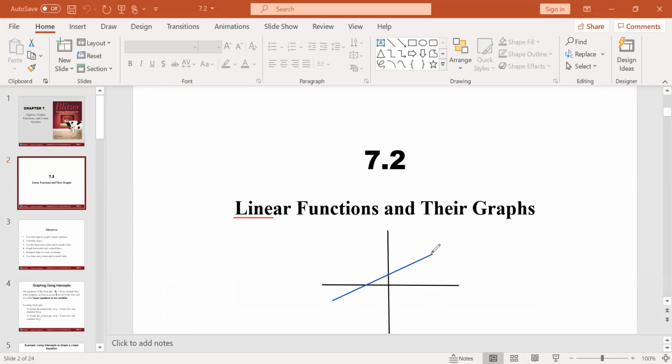Sometimes you'll see arrows drawn. You really should be seeing them to imply that it goes on forever and ever in each direction. So that's what's going to be the focus of today.